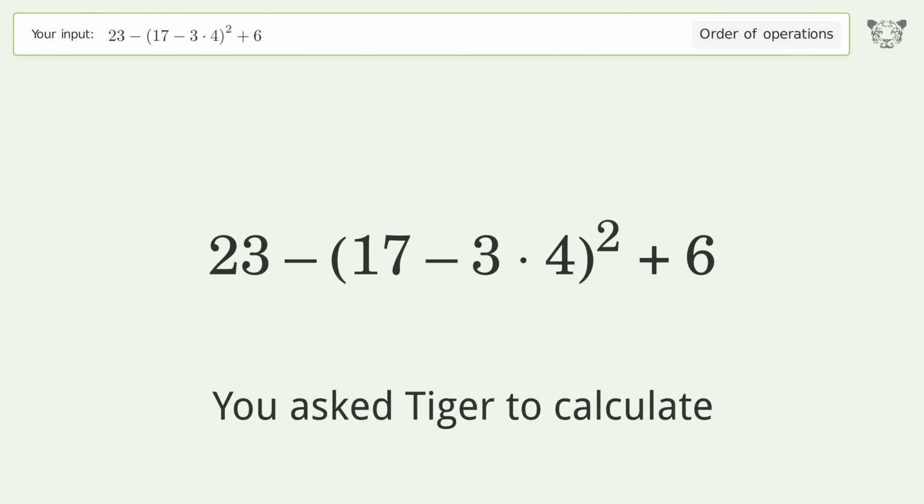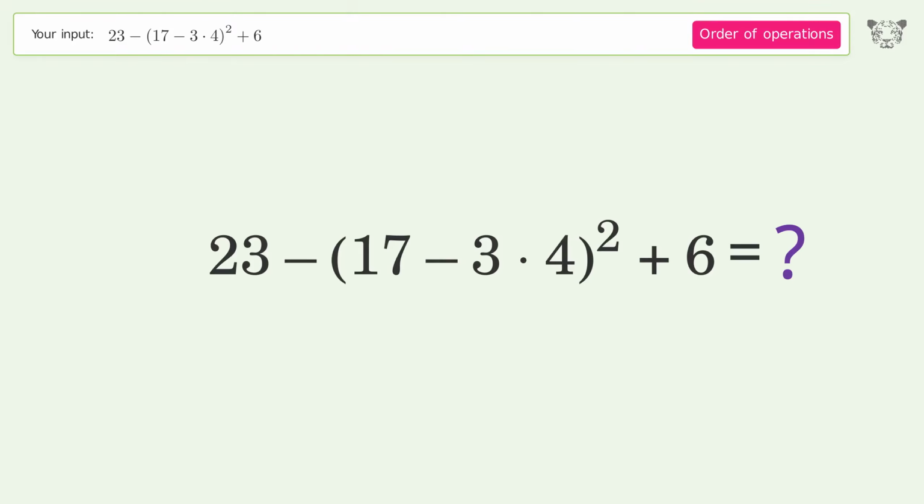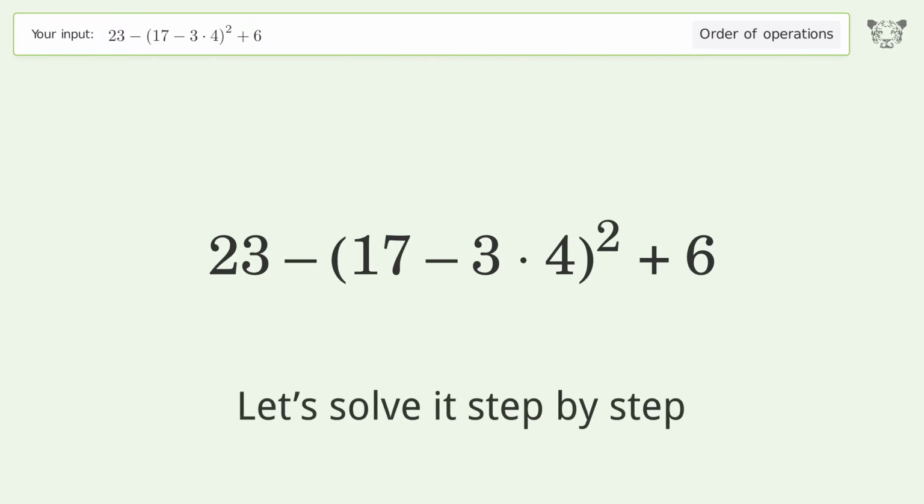You ask Tiger to calculate. This deals with the order of operations. The final result is 4. Let's solve it step by step.